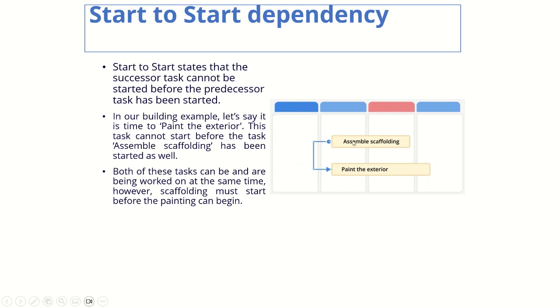So that is start to start. You have to start this task in order to start the other task, right? So start to start states that the successor task cannot be started before the predecessor has started. You should have at least the walls to paint it, right? So you should start this task in order to start this next task, paint the exterior, right? That is start to start dependency.